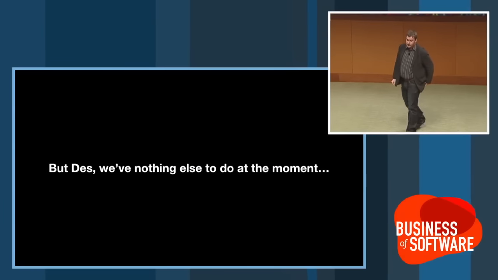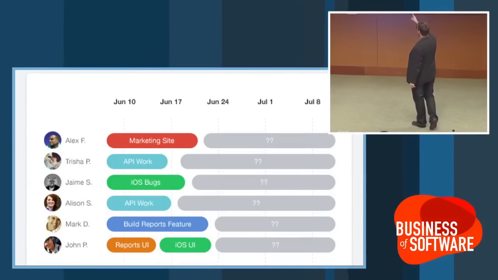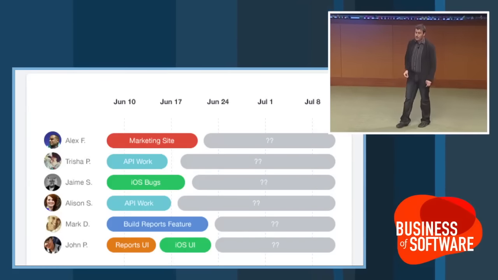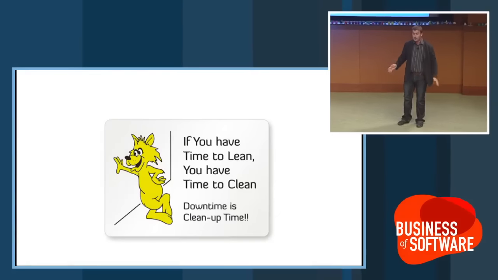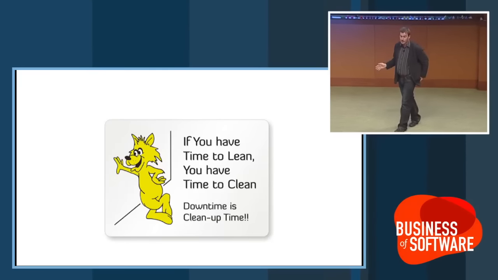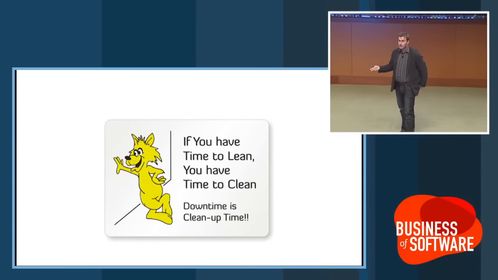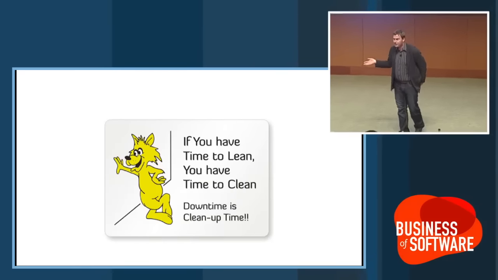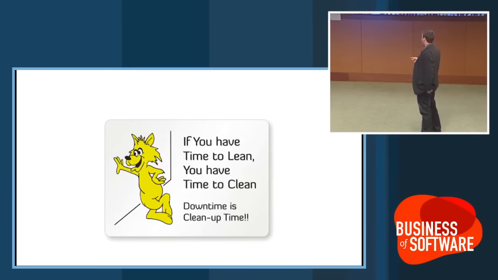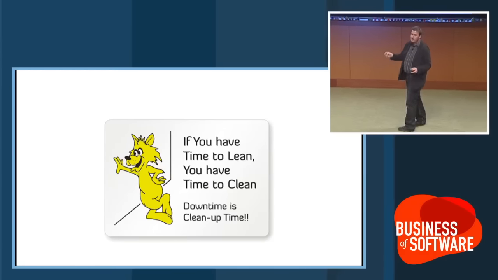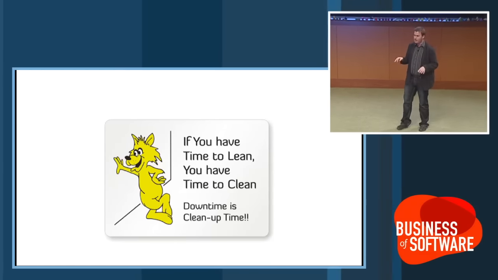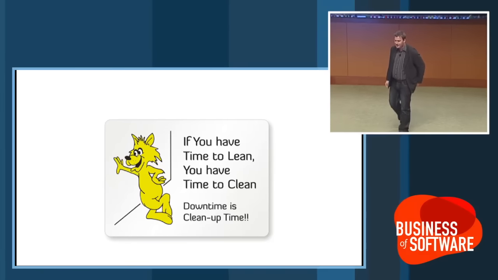But Des, we've nothing else to do at the moment. And this is the idea here. You've got the team here, and we just don't know what's coming next. And I'm like, I don't care. We're not building junk. If you've got time to lean, you've got time to clean, right? This is when you fix bugs, make your product faster, more reliable, things people actually care about. As I said earlier, the devil runs UX workshops for idle hands, and he comes up with bad features.